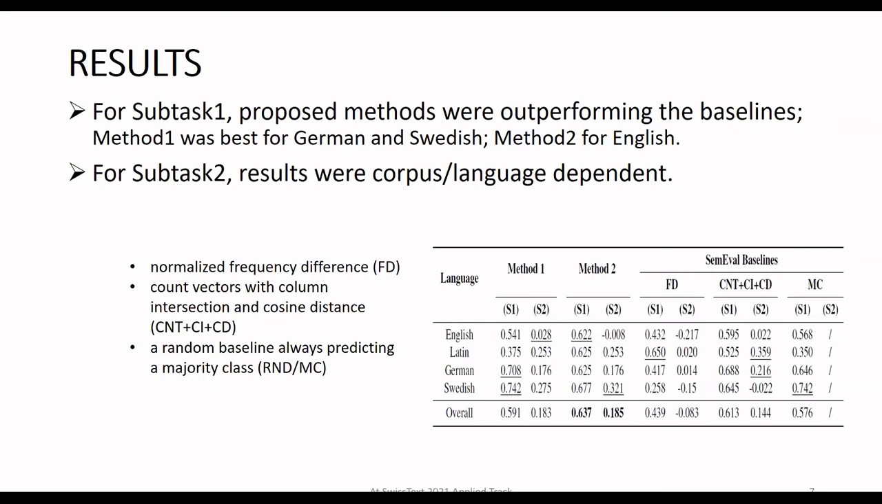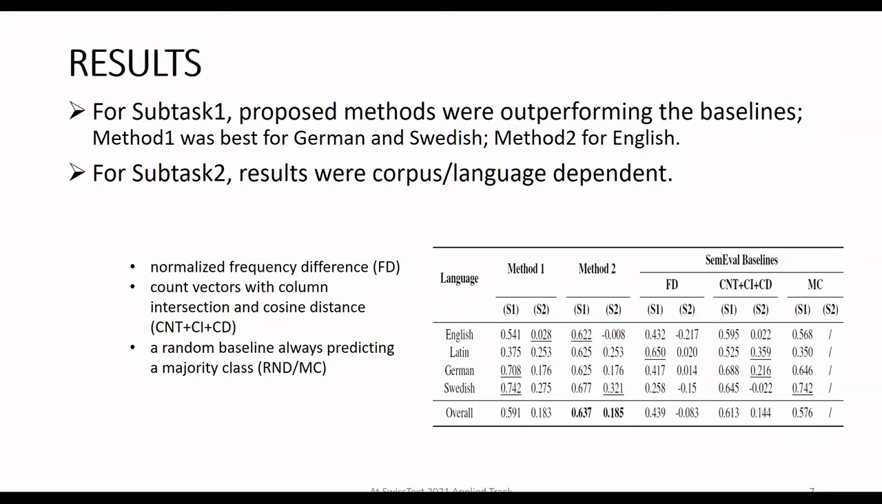Latin was more challenging. Based on our approach, and in the complete task also, we found that it was harder to tackle the Latin language. And for subtask 2 also, the results were quite dependent on the corpus or the language. If you can see the table, overall, method 2 outperformed method 1, and also all the SemEval baselines.